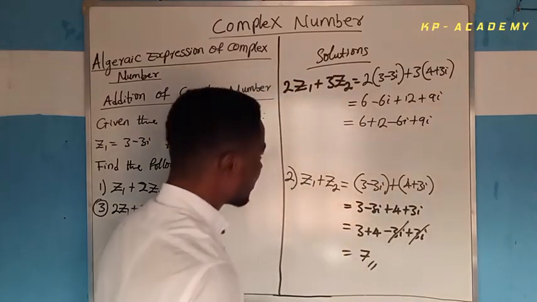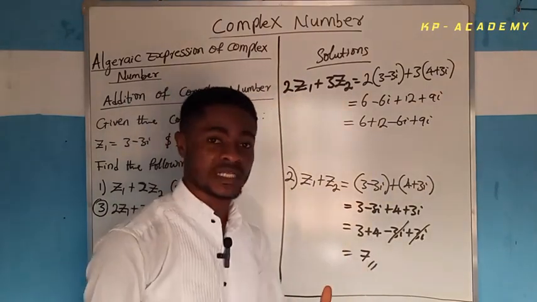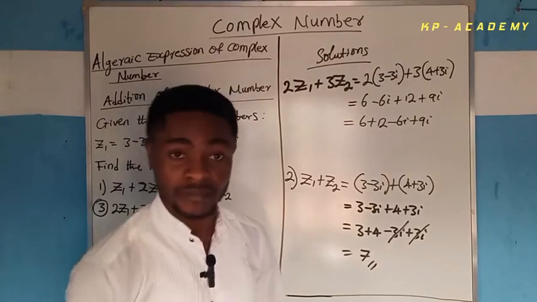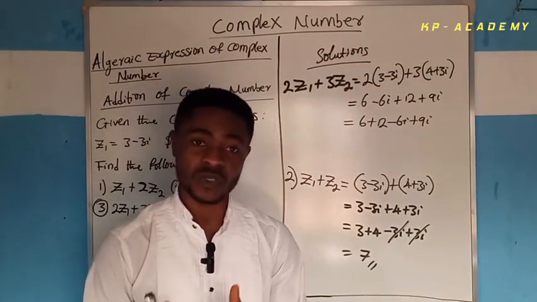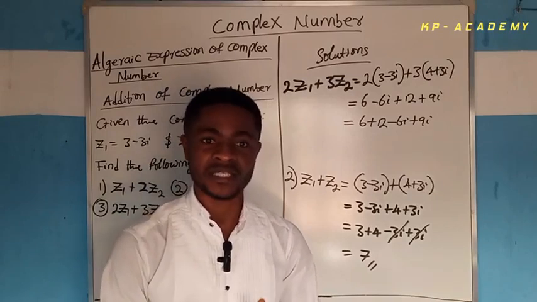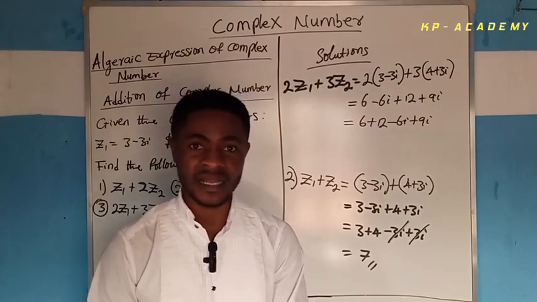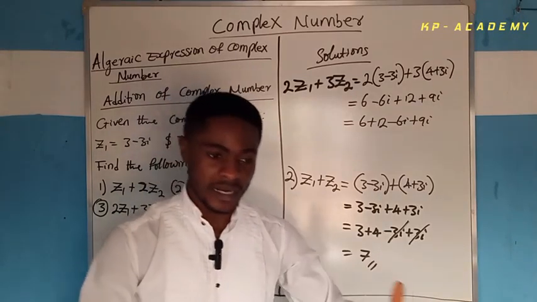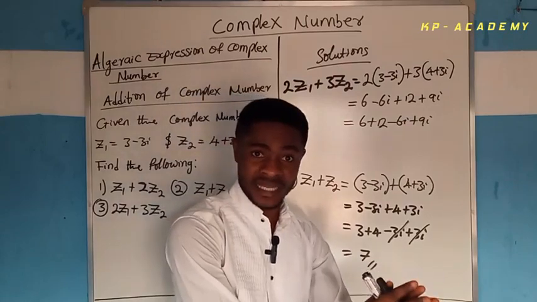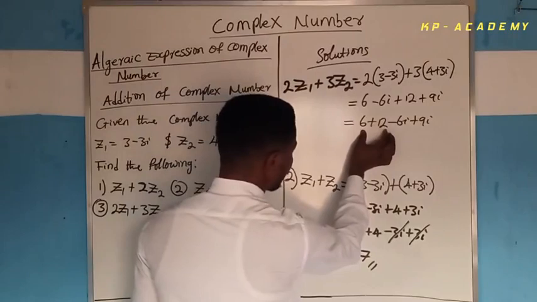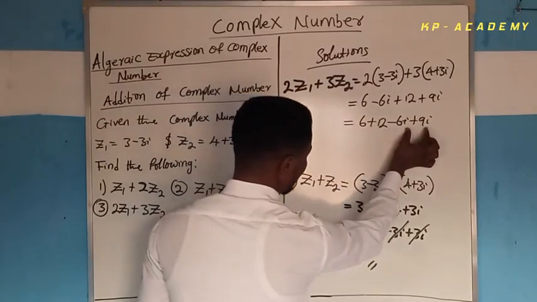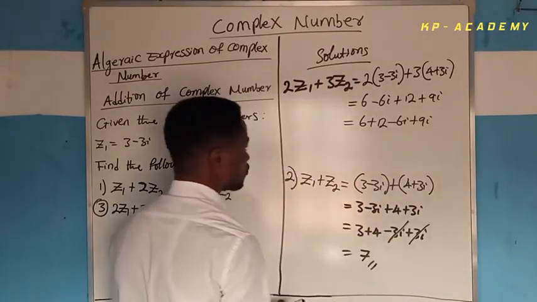What I actually mean by collecting like terms is that those having i, I'm going to put them together, and those not having i, I'm going to put them together. Those not having i are the real parts, and those having i are the imaginary parts. So gather the real parts on one side and the imaginary parts on the other side. This is the real part on one side, and this is the imaginary part on the other side. So I'm going to add up.